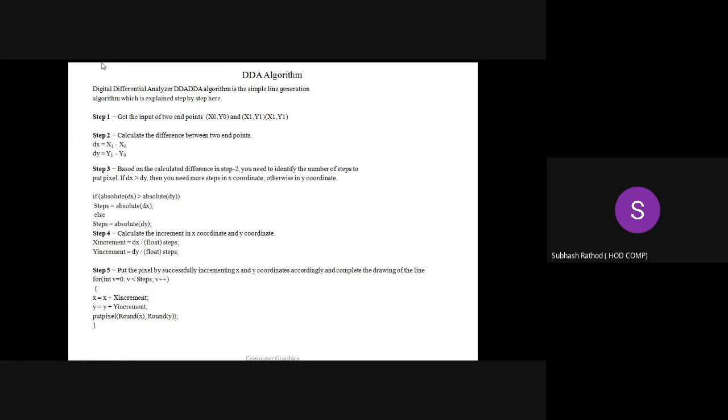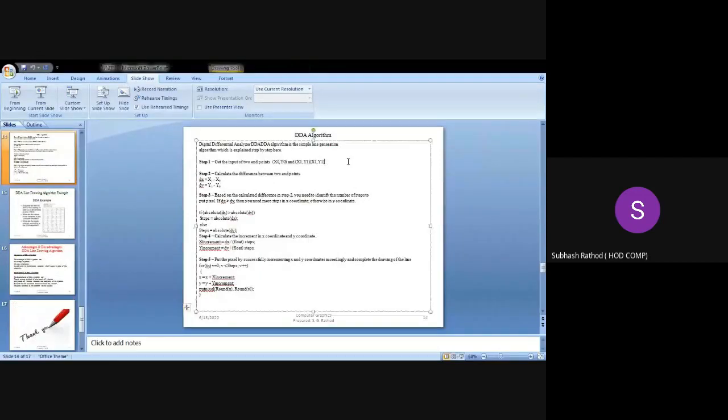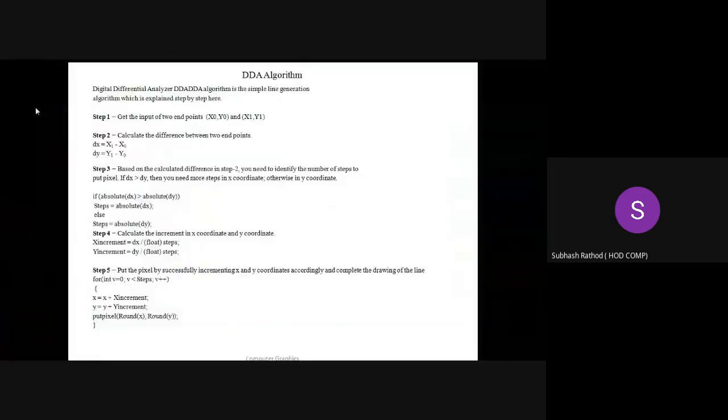Let the endpoints be x0, y0 as the first point, and x1, y1 as the second point. Here we require only one point, so we can remove that. This is not required also. Only x1 and y1 we want. So the first two inputs are the endpoint x0, y0, and the second is x1, y1.